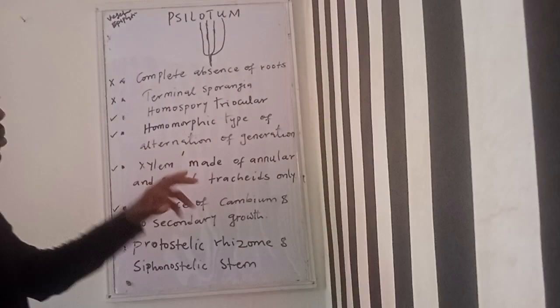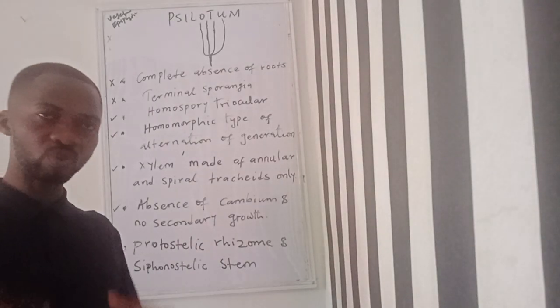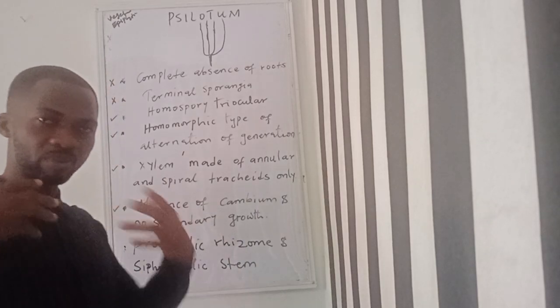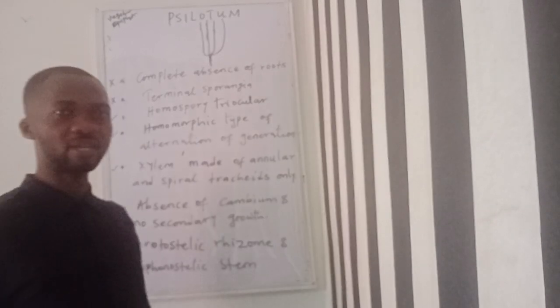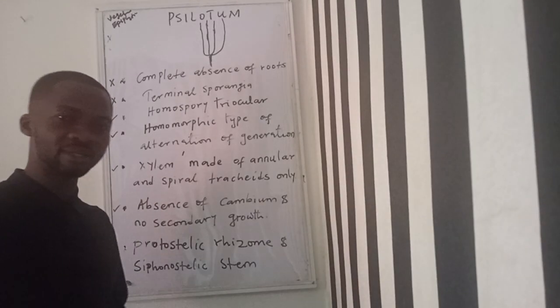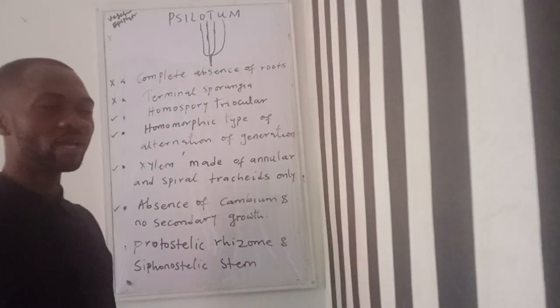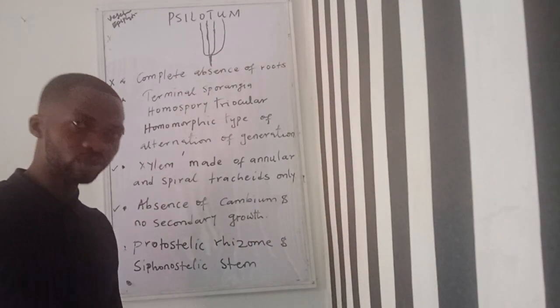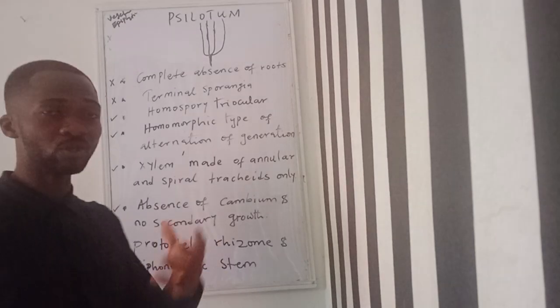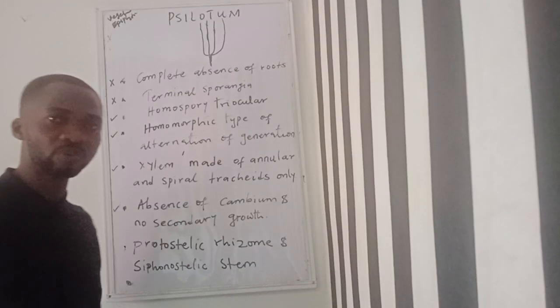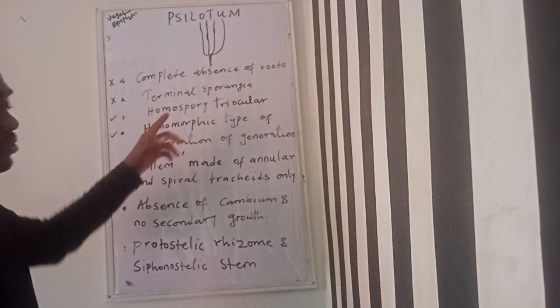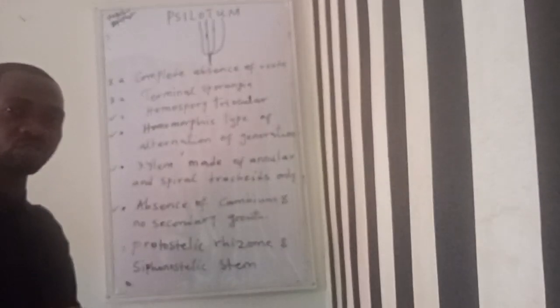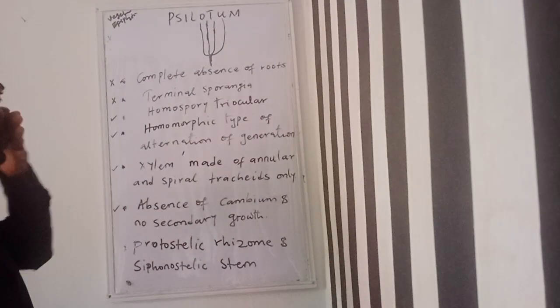Of course, you know that most of these features that are not found in Psilotum will be found in Lycopodium and possibly in Equisetum and Dryopteris, because as plants advance, they get more sophisticated structures that are usually not found in the most primitive ones. Remember I said that Psilotum is the most primitive, whereas Dryopteris is the most advanced.